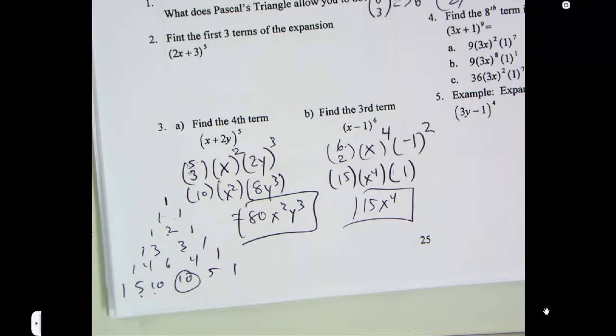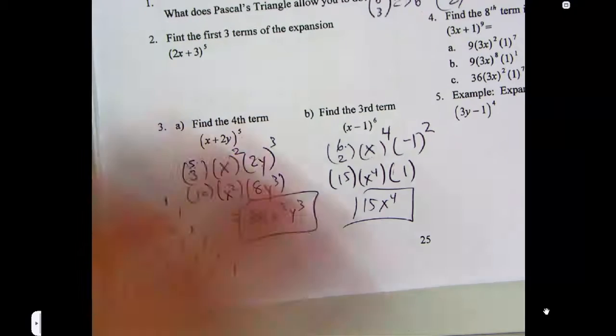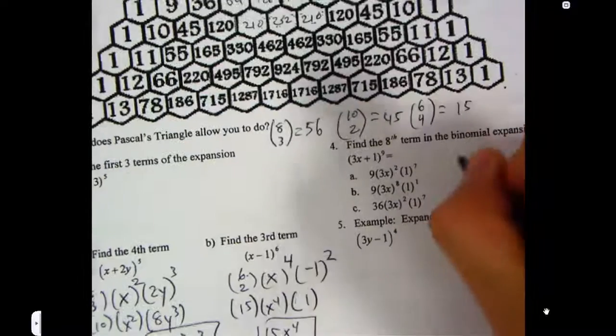Are we good? 3A and 3B. Number 4. Find the 8th term. So we need 3 parentheses.